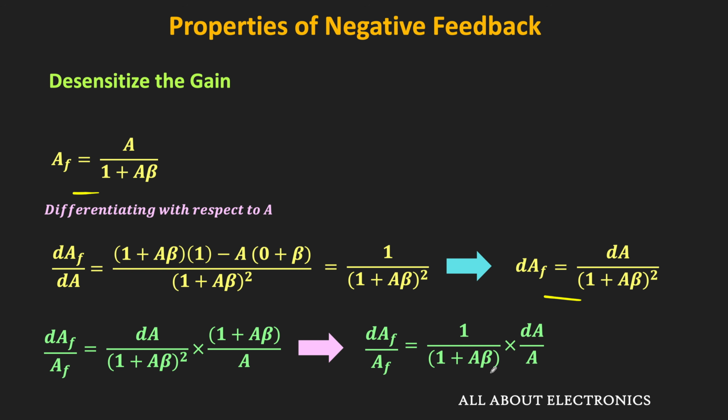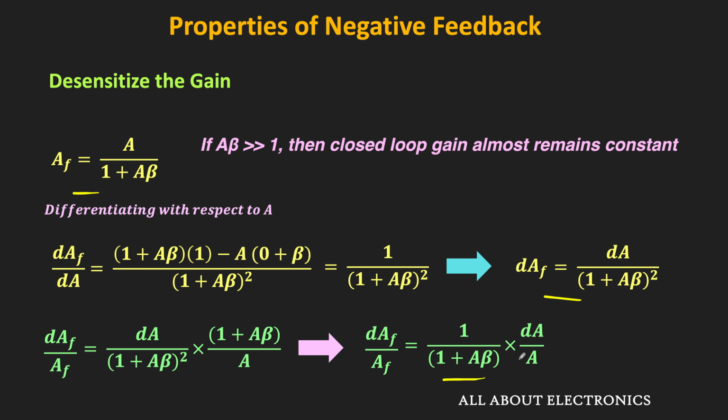So as you can see, the variation in the closed loop gain, that is dAF divided by AF, is lesser than the variation in the open loop gain by the factor 1 divided by (1 plus A beta). That means the negative feedback desensitizes the gain of the amplifier. And if the A beta, or the loop gain, is very large, then the gain remains almost constant even if there is a variation in the external parameters.